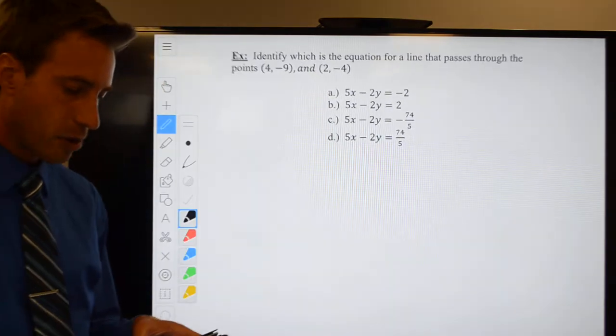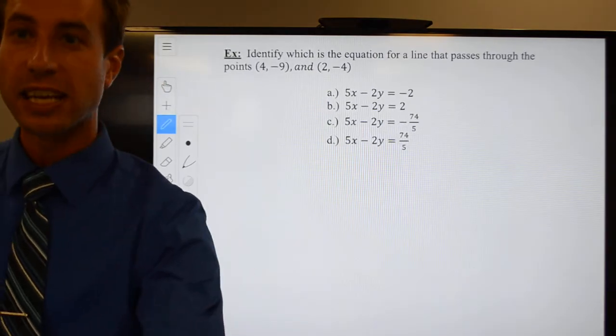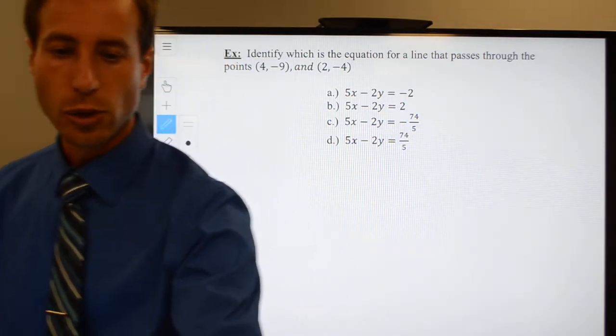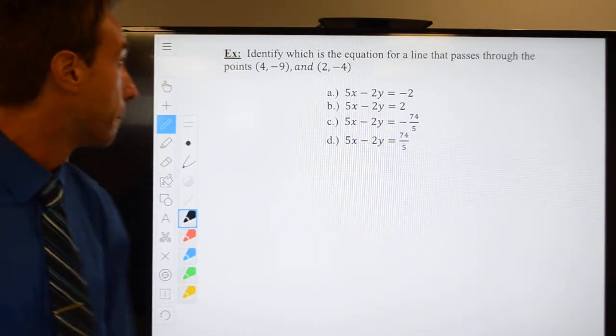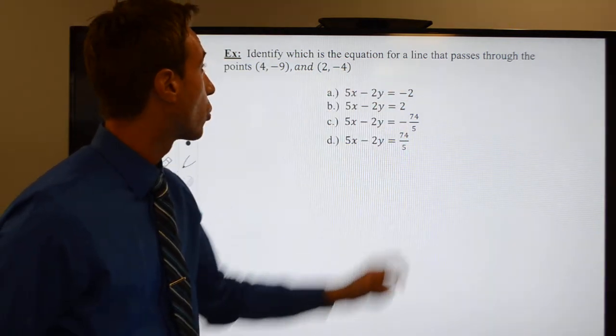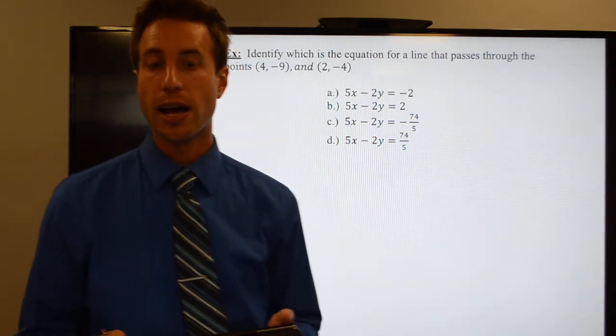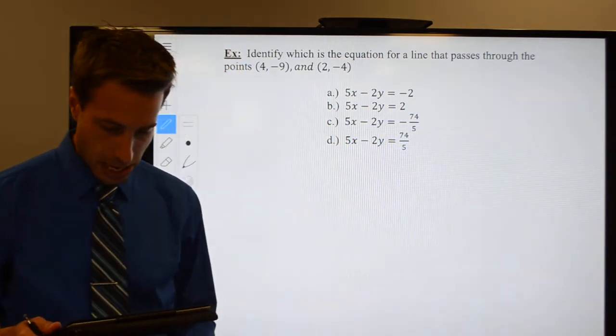This one's set up like a multiple choice question, so it looks a little bit more like what you could expect to see on one of my multiple choice tests. So let's see what we've got here. I've given you 2 points. I'm asking you to write the equation for the line. So let's go ahead and give this a shot and see what happens.